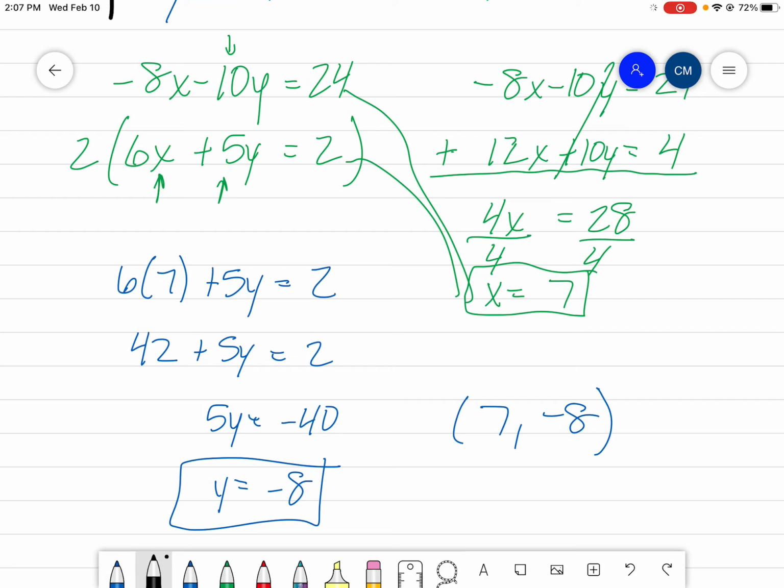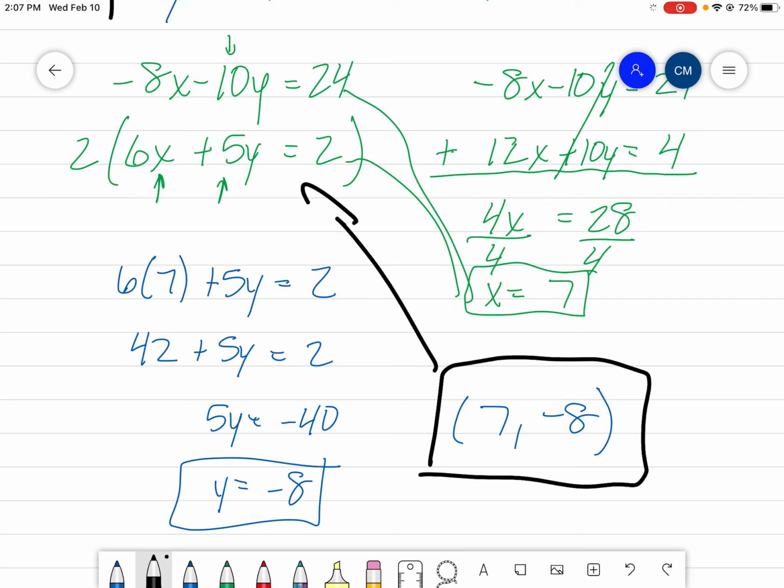Just like all the previous ones, if I want to make sure this is the correct answer, I just take this coordinate point and substitute it back into the originals. Does it check out for both? Yeah, it does. If you have questions, please let me know.